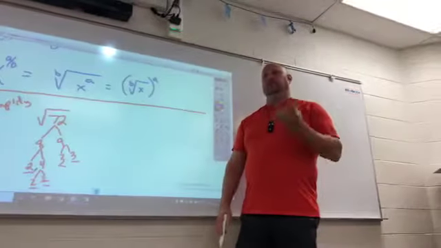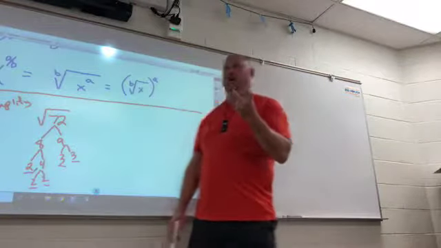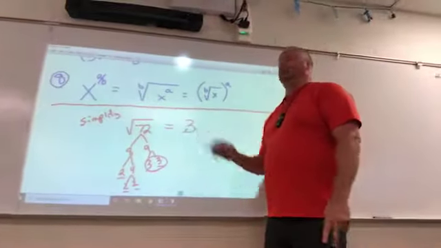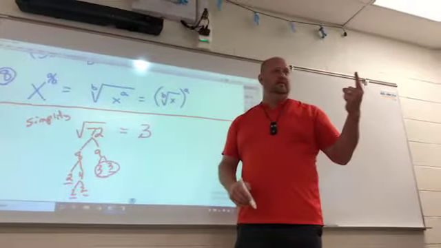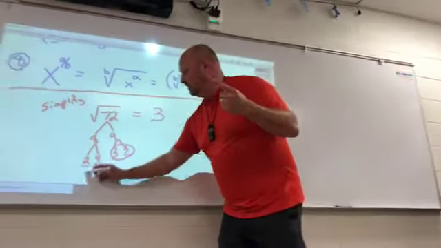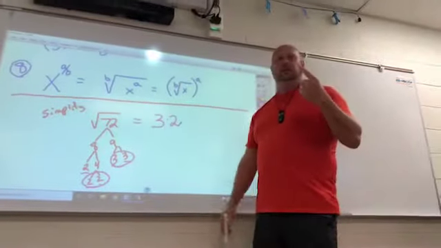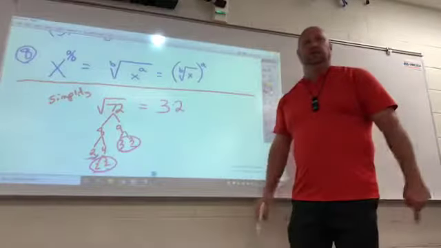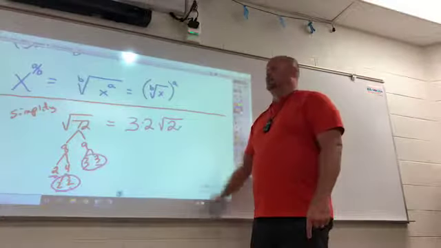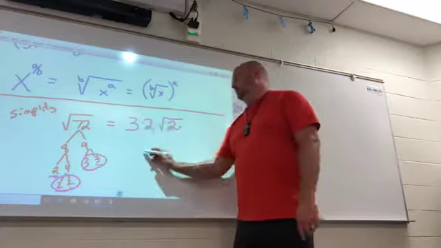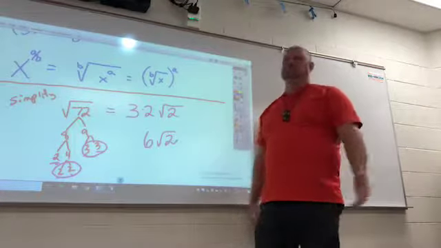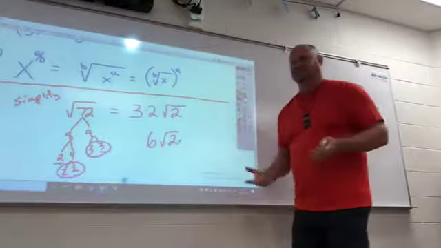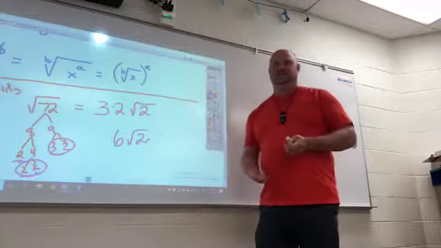And what am I looking for? I'm looking for pairs. What do I have a pair of? I've got a pair of 3s, so that means I can pull a 3 out. 2 on the inside is 1 on the outside. What else do I have a pair of? I've got a pair of 2s, so I can also pull a 2 out, right? Do I have any leftovers? I've got that leftover 2 right there, don't I? So that leftover stays on the inside. And then all I do is multiply those together: 6 root 2. Make sense? Easy? Vaguely remember how to do that? You should have done it a whole bunch last year.